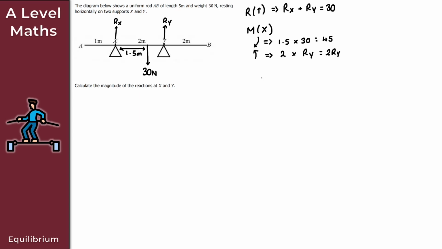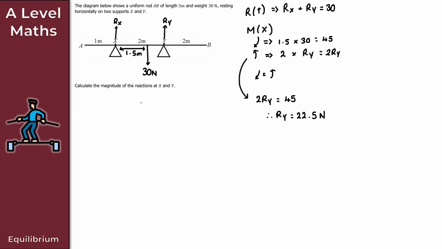So now what we're going to do here is equate the clockwise moments and the anti-clockwise moments. So clockwise is equal to anti-clockwise here. If we do that now underneath here, what I get then is 2 lots of Ry is equal to 45 here. And obviously what we want now is just Ry, so divide both sides by 2 here. And what I get then is Ry is equal to 45 over 2, which gives us 22.5 here. That would be 22.5 newtons there.